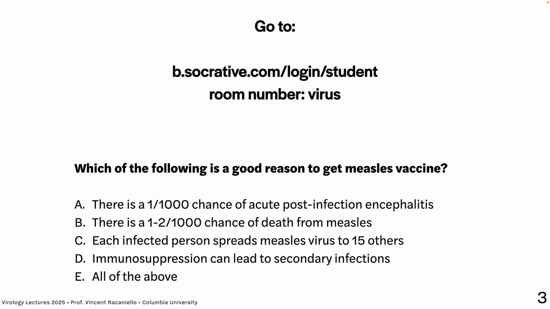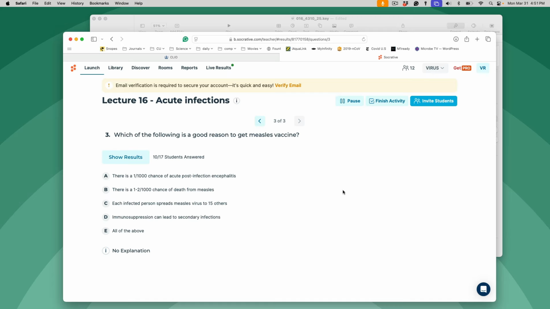So the next question is, which of the following is a good reason to get measles vaccine? A 1 in 1,000 chance of getting acute post-infection encephalitis, a 1 in 1,000 chance of death. Each infected person spreads measles to 15 others. Immunosuppression can lead to secondary infections. All of the above.